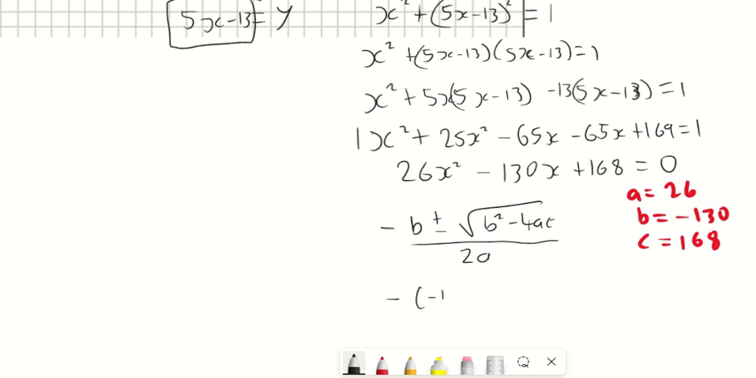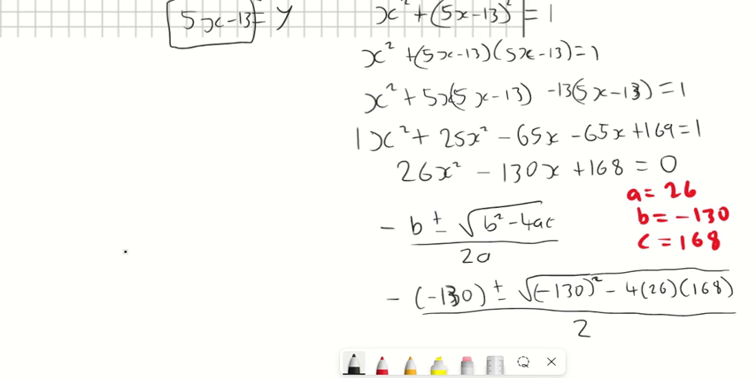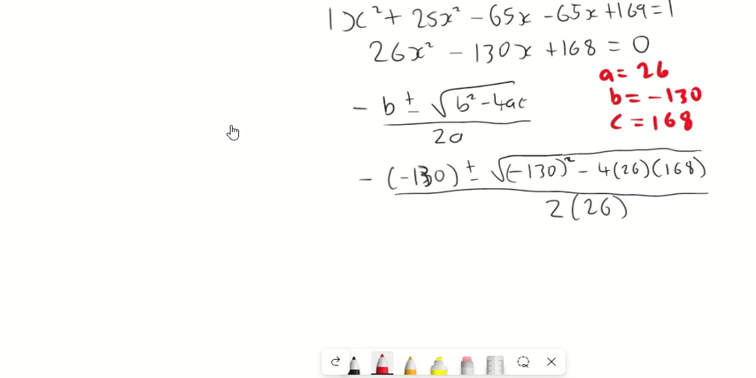So minus minus 130 plus or minus the square root of minus 130 squared minus 4 times 26 times 168, all over 2 times 26. And then you're going to take your calculator and put it all in with a plus first, and then put it all in with a minus, and it should give us 2 answers. And then I end up getting x is 3 and x is 2. So those are my 2 values for x.